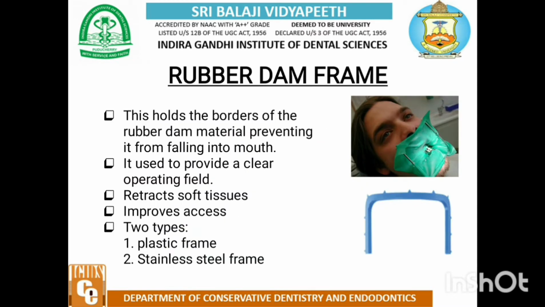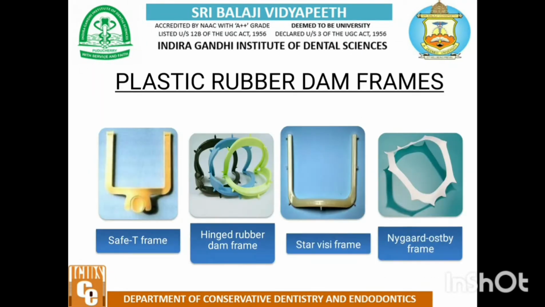Rubber dam frame. This holds the border of the rubber dam material, preventing it from falling into the mouth. It is used to provide a clear operating field. It retracts the soft tissue and improves access. There are two types: plastic frame and stainless steel frame. Different plastic rubber dam frames available: Safe T frame, hinged rubber dam frame, Star Visi frame, Nygaard Ostby frame.